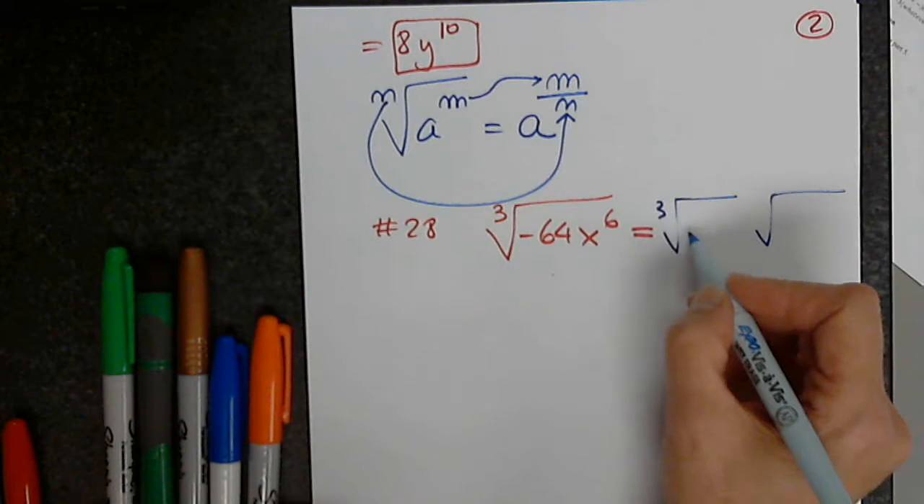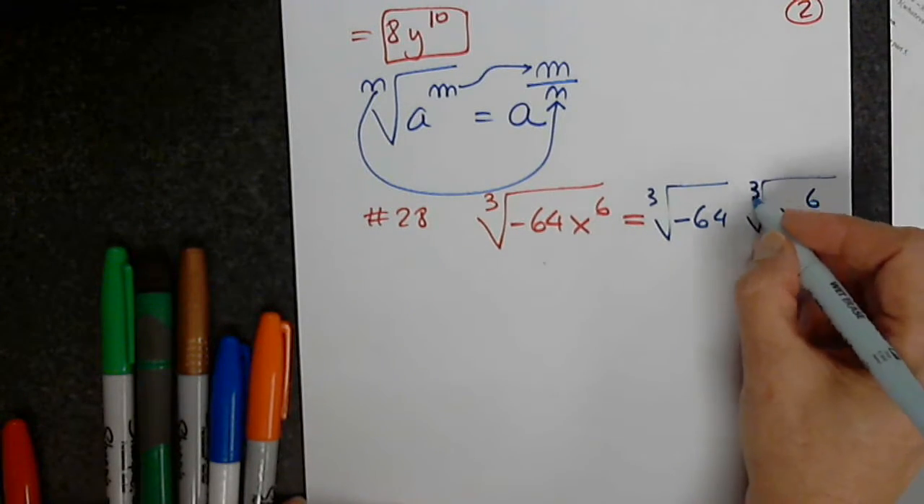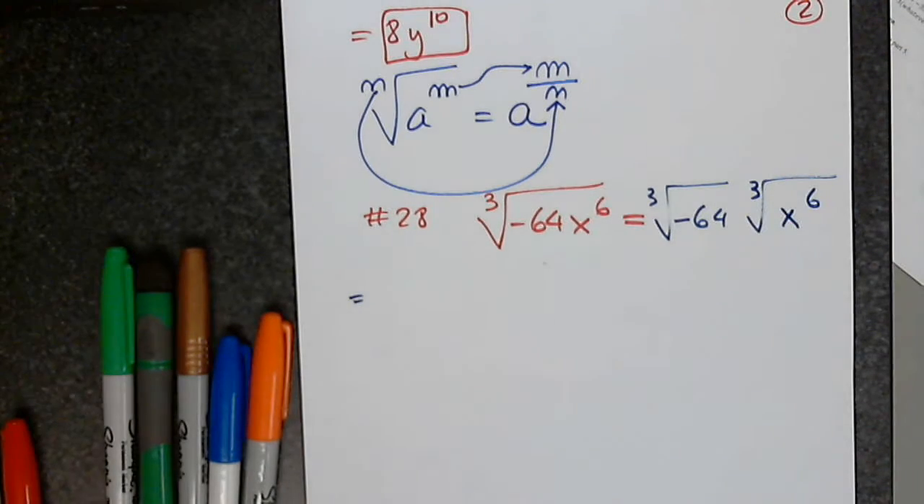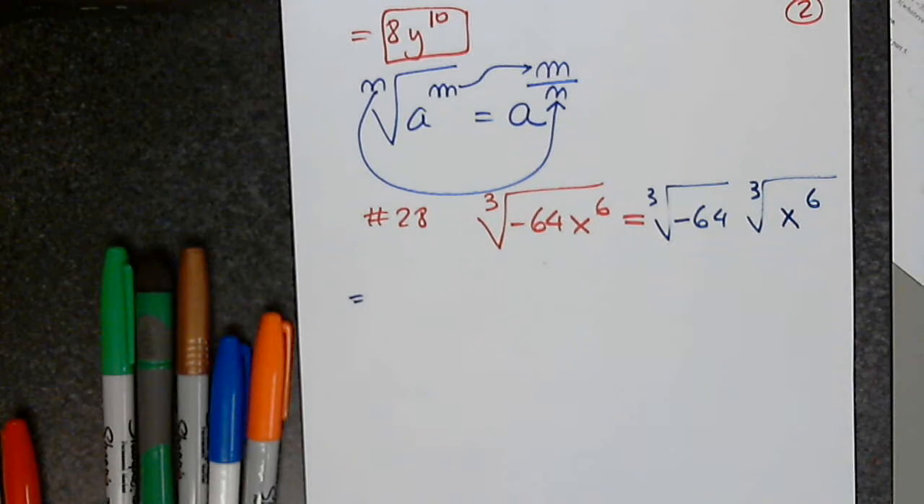Cube root of 64. Negative, because anything goes. That's fine. And x to the 6th, the cube root of x to the 6th. And now I'm asking myself, is there a number that I raise to the 3rd power to get negative 64? And Riley, I think she is working on the calculator. She will give us. How do we do this with the calculator, by the way? Let's do that. Okay, here it is.